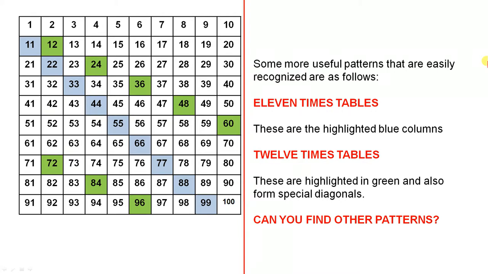Some more useful patterns that are easily recognised are as follows. The 11 times tables. These are the highlighted blue columns. The 12 times tables. These are highlighted in green and also form special diagonals.